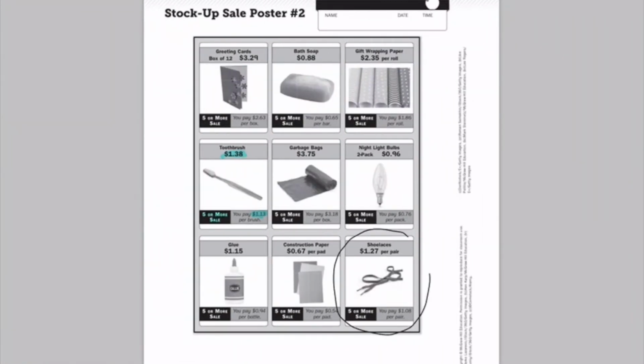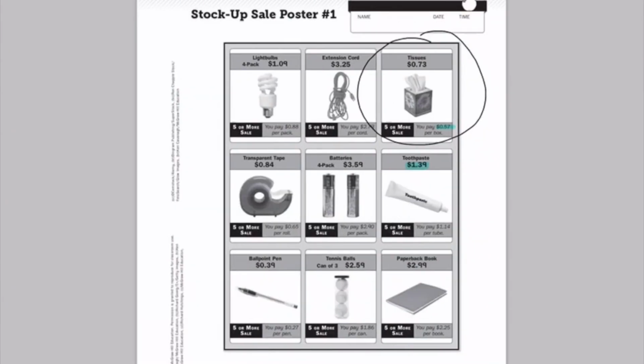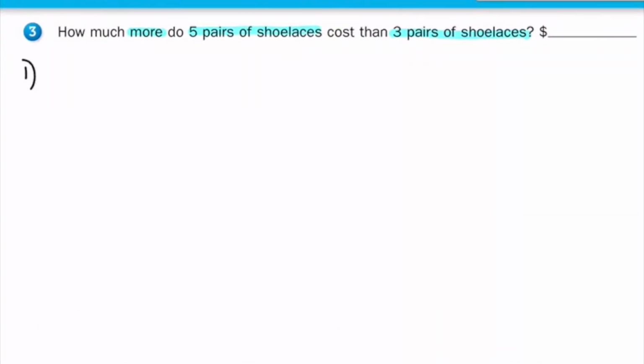So here we are. And if I zoom in, a pair of shoelaces cost $1.27. But if you bought 5 or more, it is $1.08. So the problem says he bought 5 pairs of shoelaces, and since he bought 5 or more, he would only have to pay $1.08, which can be written as 1 and 8 hundredths.